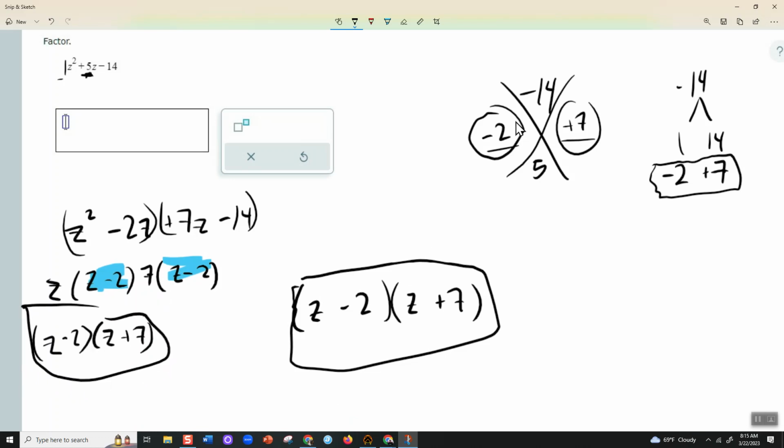So if you can think of those numbers very quickly when your a value is just 1, this trinomial factoring is quite quick. But that takes time, so make sure to write your work out when you're first starting this process so you can get acclimated to it.